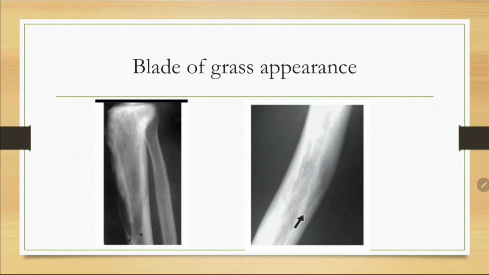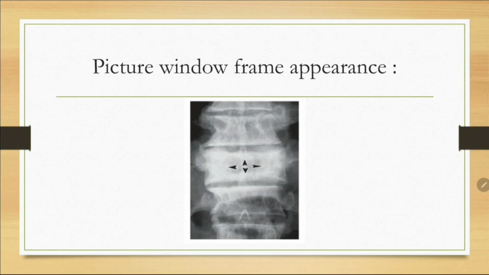Now coming on to the changes seen in the vertebra. On an X-ray, there is cortical thickening present on the vertebra on all four margins. So this resembles a photo frame appearance. A photo frame would be thicker on the borders. So this resembles a photo frame. It is called the picture window frame appearance.